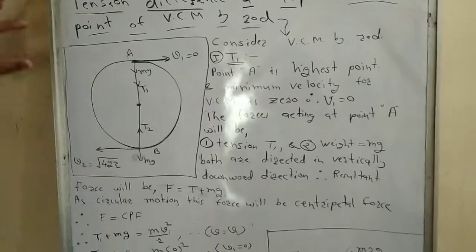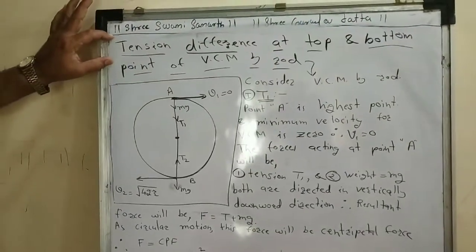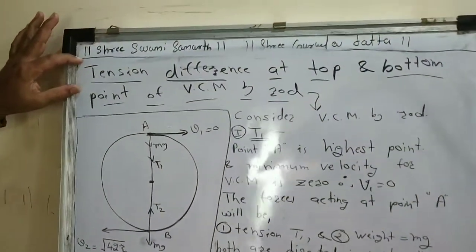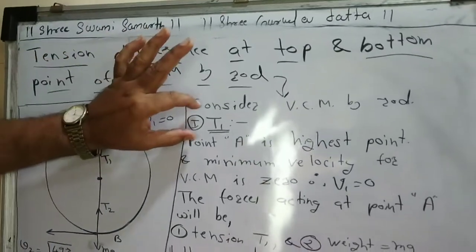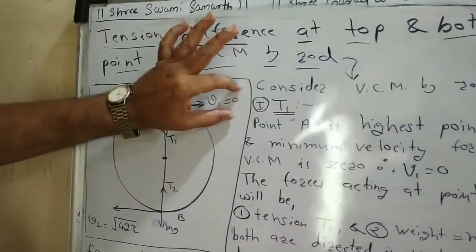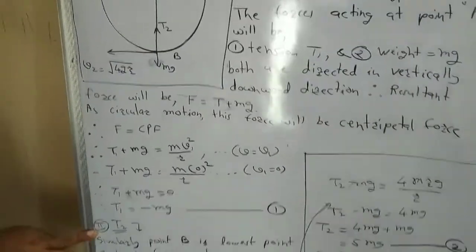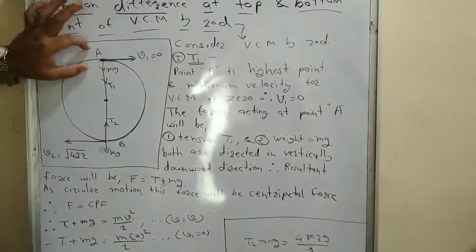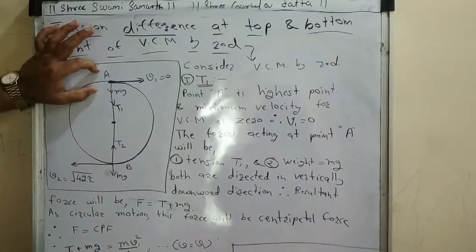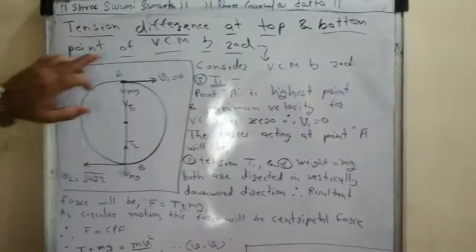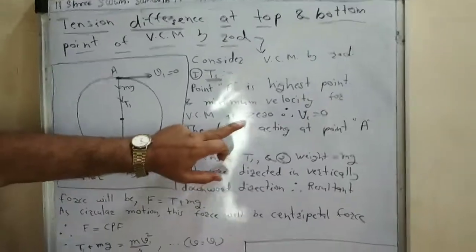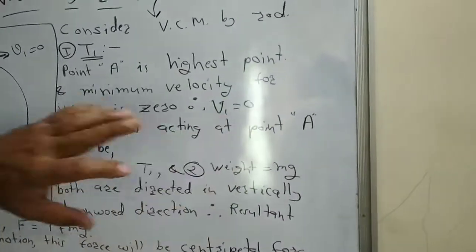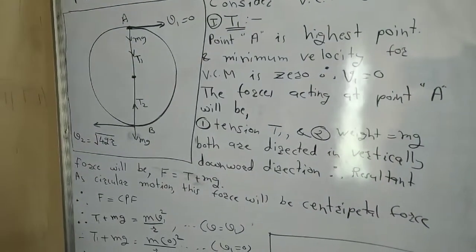We want to find out the difference between tension at top point and bottom point. Let us find out tension T1 at the topmost point, and then we find out tension at the bottom point, that means T2. So point A is the highest point, and we are saying that in case of rod in VCM, minimum velocity V1 is 0. We saw this part in the previous lecture.